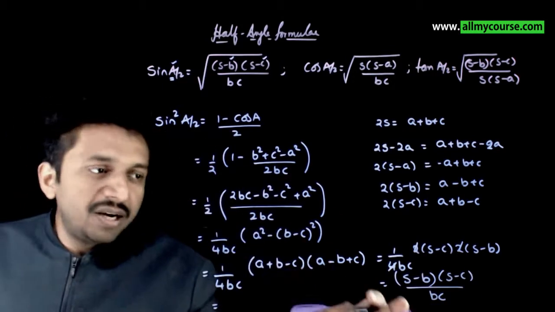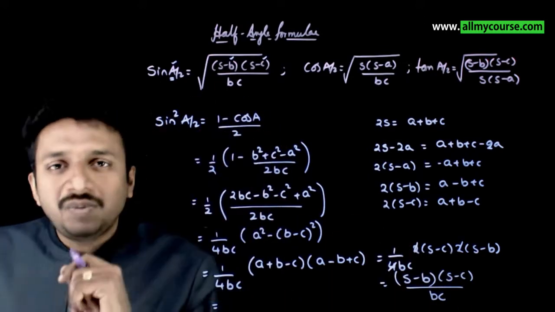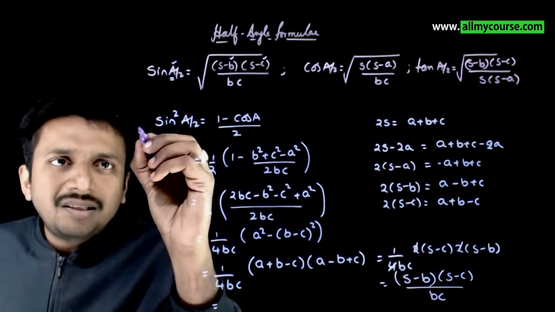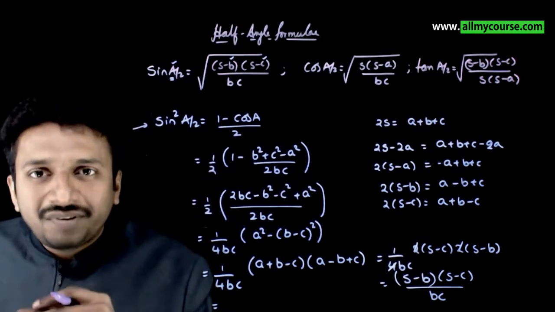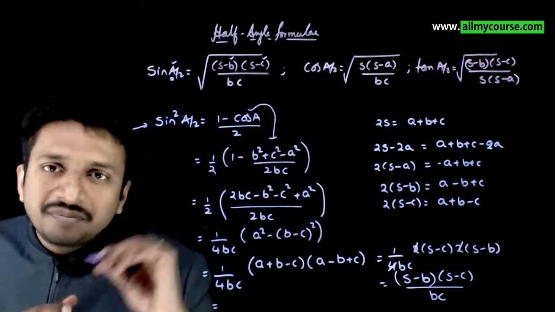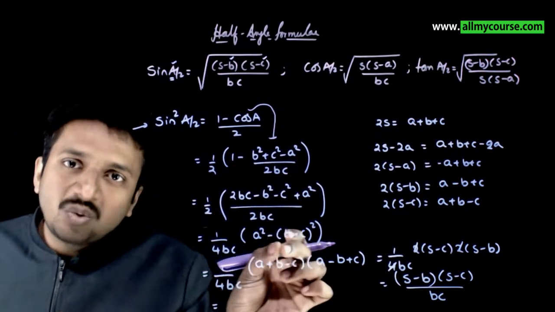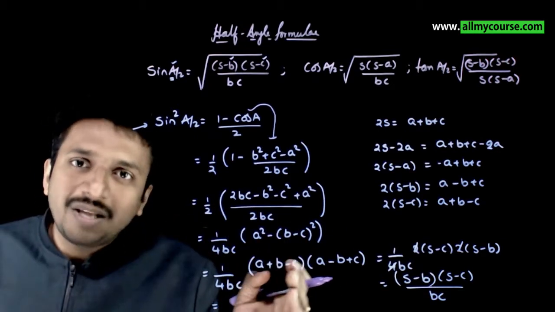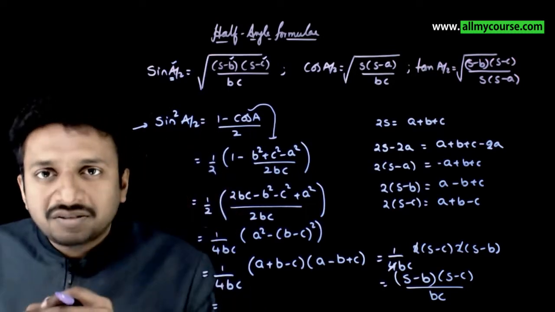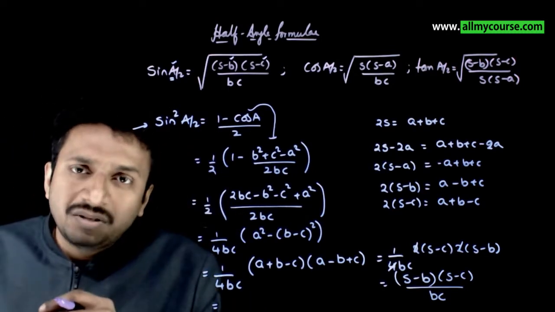So sin square A by 2 is this. So sin A by 2 is square root of (S minus B) into (S minus C) by BC. I hope this is a very straightforward derivation. We just use the cosine rule here, took the LCM, and expressed this as A square minus B square, so it became (A plus B) into (A minus B), and we went forward to derive this. Similarly, we can derive the formula for cos square A by 2 also.